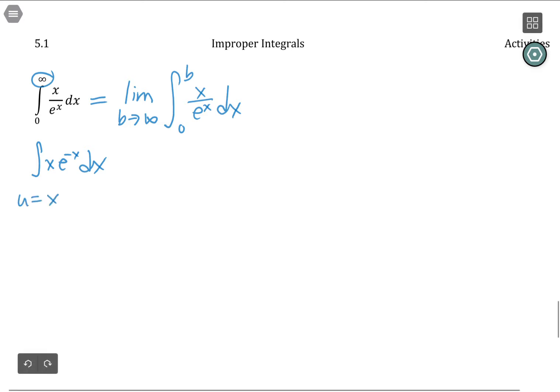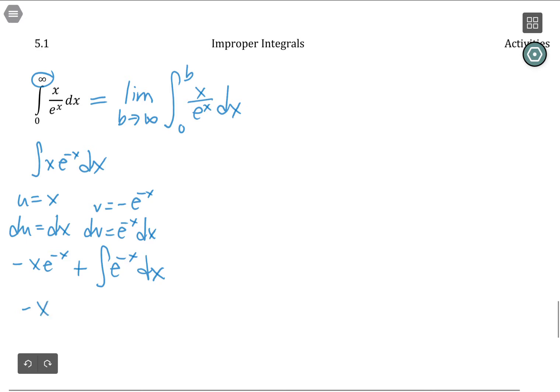So let's let u equal x, du equals dx, dv equals e to the negative x dx, and v equals negative e to the negative x, which turns our integral into negative x e to the negative x minus the integral of negative e to the negative x, so that'll turn into a plus, dx, which is negative e to the negative x.